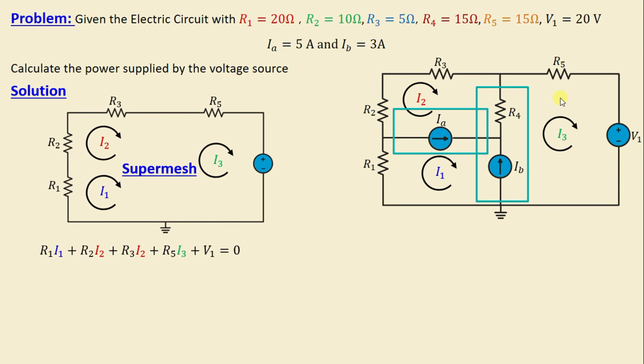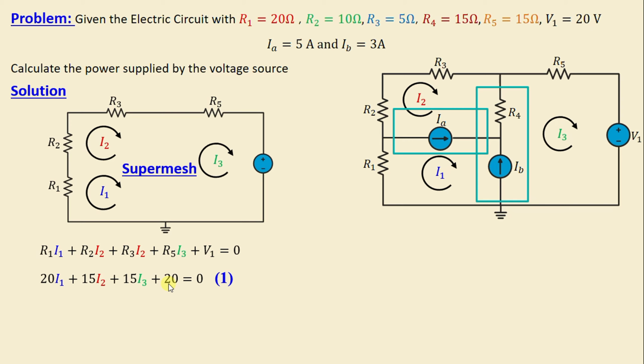We can write R1 I1 plus R2 I2 plus R3 I2 plus R5 I3 plus V1 is equal to 0. By replacing the resistors and the voltage with their numerical values, we obtain 20 I1 plus 15 I2 plus 15 I3 plus 20 is equal to 0, and I will call this equation 1. We currently have an equation with the 3 unknowns, which means we require 2 additional equations to solve this problem.